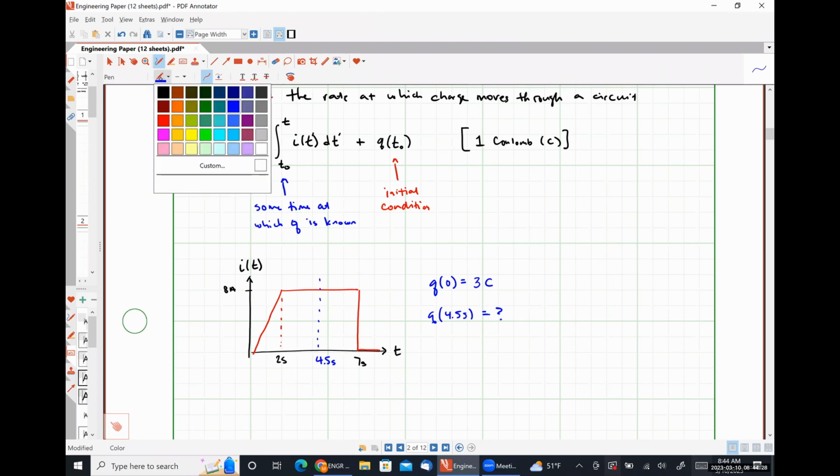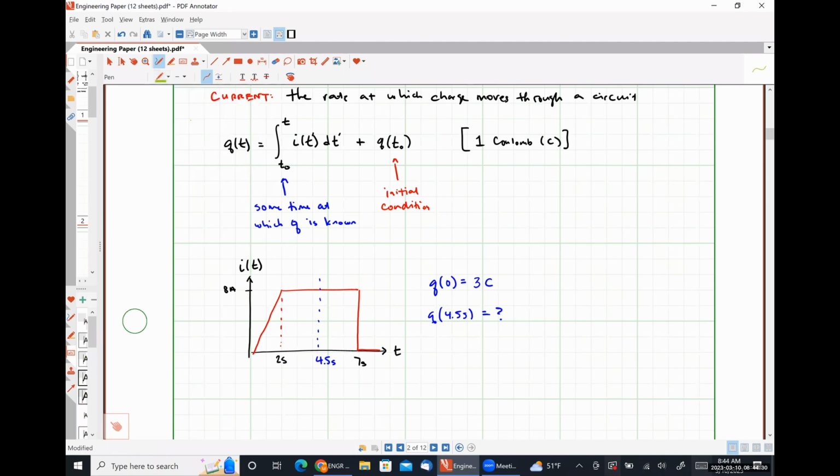So I'm going to ask you guys what I sincerely hope is a trivial question. What is the area of this triangle? Eight what? 8 amp seconds. So I'm going to ask an even dumber question. How did you get the area of the triangle?